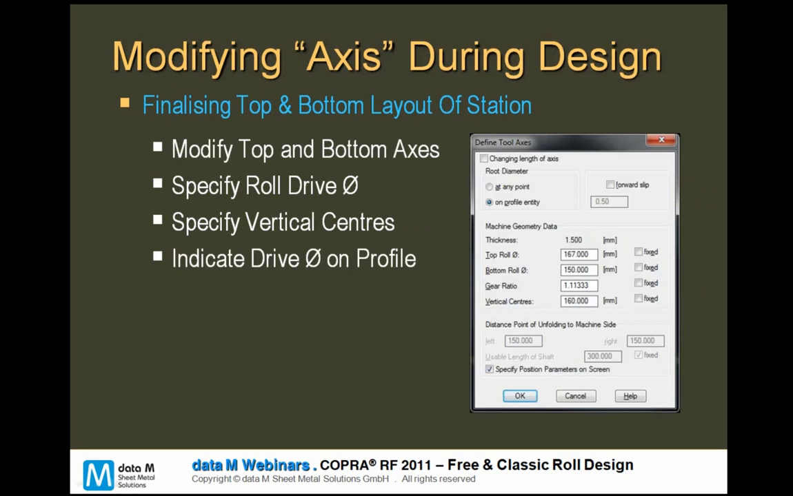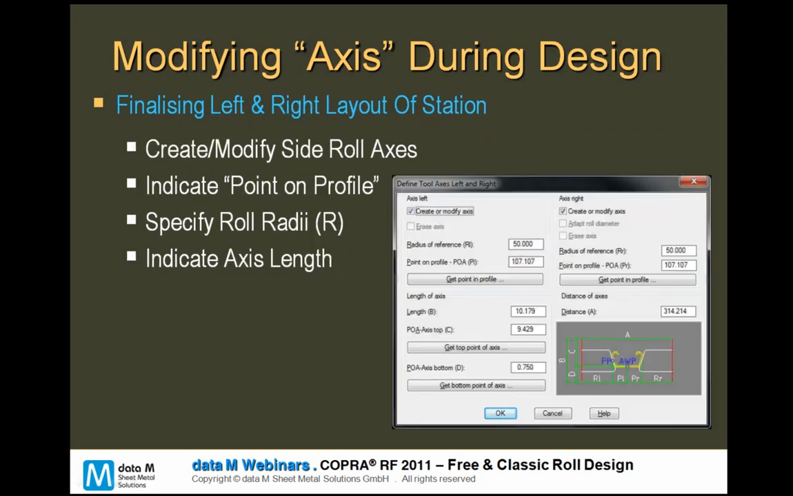Once we've done this, during design we'll look at finalising the top and bottom layout of the station, because we may not always get it 100% correct during axes automatically. So in here we can modify our top and bottom axes, and we can specify our roll diameters, our vertical centers, and then indicate again the drive diameter on the profile should it differ. We'll then look at finalising our left and right layout of the station, creating and modifying side roll axes by indicating a point on the profile and specifying a roll radius for this point on the profile. Once we've done this, we'll indicate our axis length.